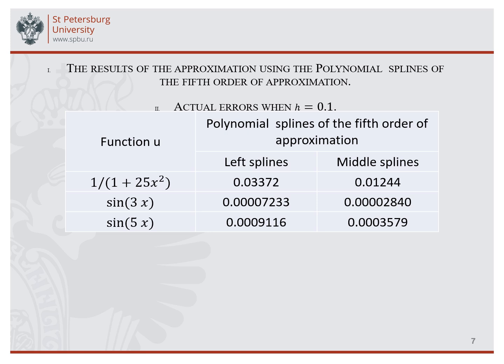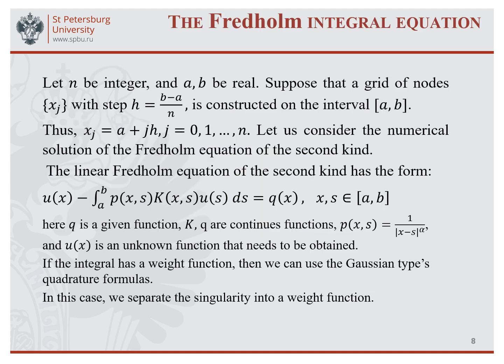And here we can see some numerical results when we have some functions u. Let n be an integer and AB real. Suppose that a grid of nodes with a step h is constructed on the interval AB. Let the set of nodes be an equidistant set of nodes. Let us consider the numerical solution of the Fredholm equation of the second kind.